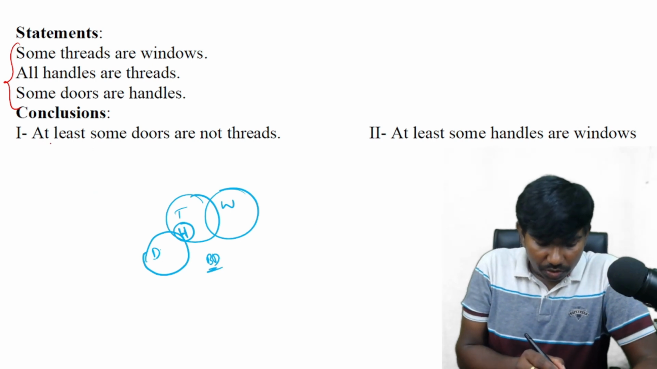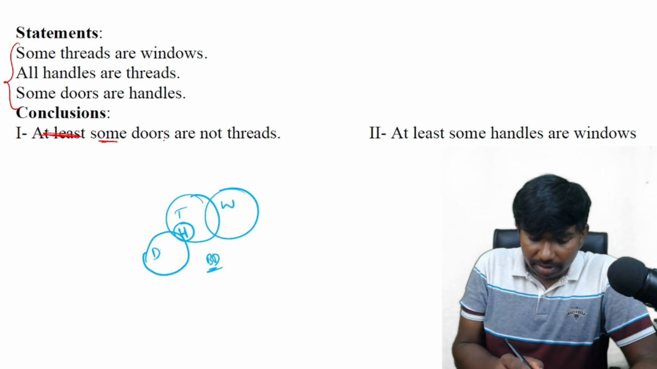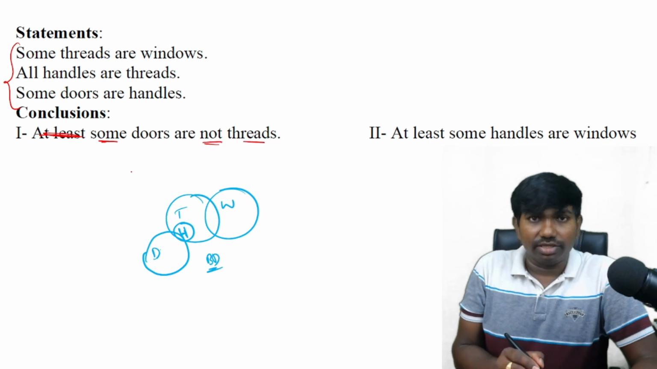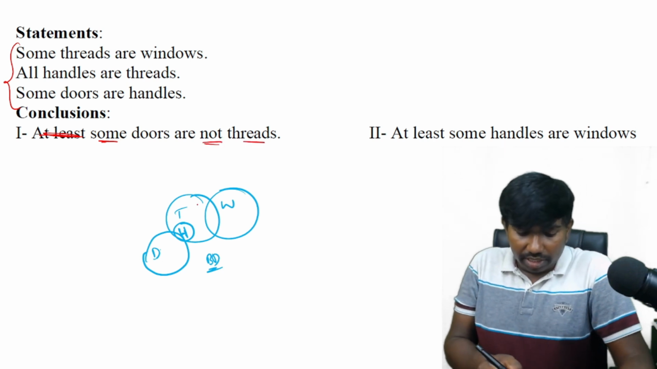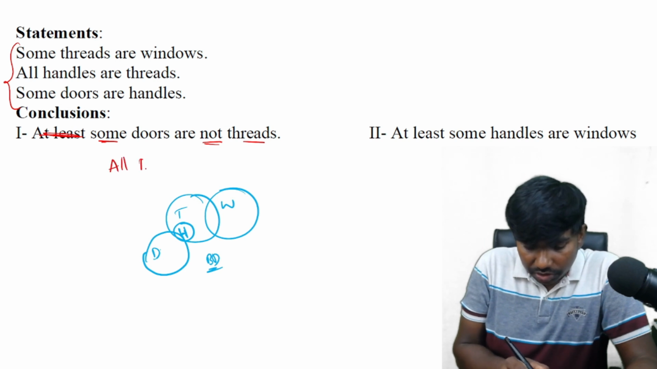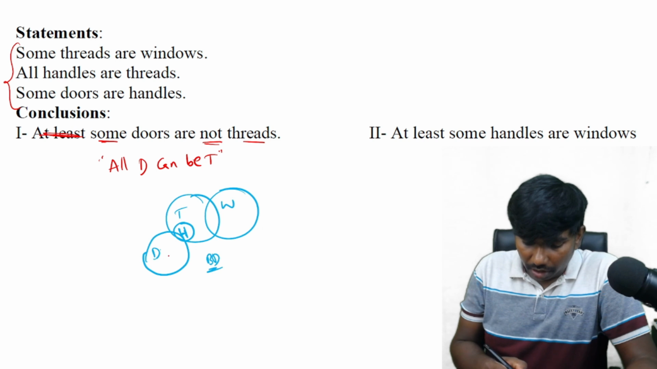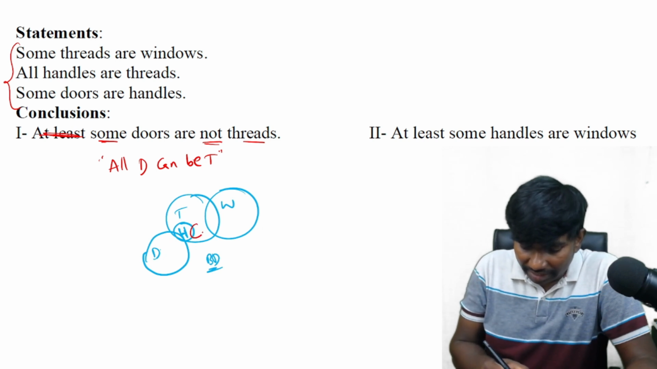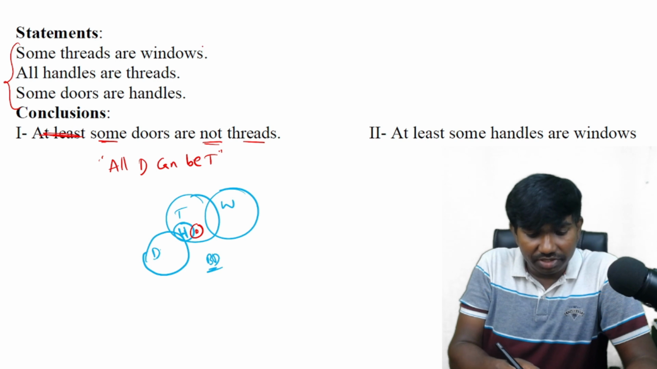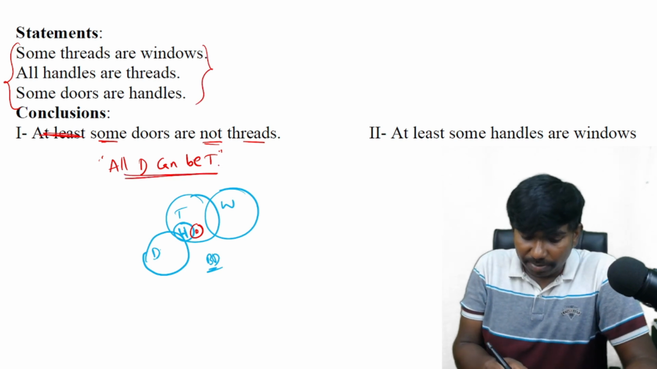So coming to the conclusions, ignore at least because some is already there. Some doors are not threads. Tell me, from this diagram, all doors can be threads or not? Yes, all doors can be threads. If I keep complete D inside T, will there be any disturbance in the statements? No disturbance. That means that is a possibility.